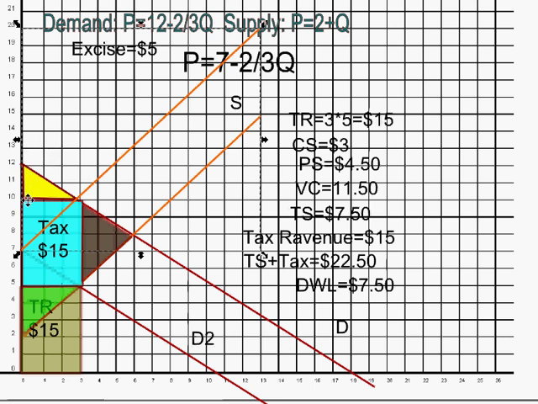The consumer will have $3 in consumer surplus, and the deadweight loss will be $7.50. So this is what we call the kind of the irrelevance of who pays the tax. Is it a consumer or a producer? It doesn't matter. The outcome is going to be the same.